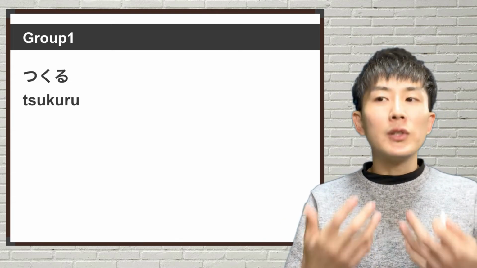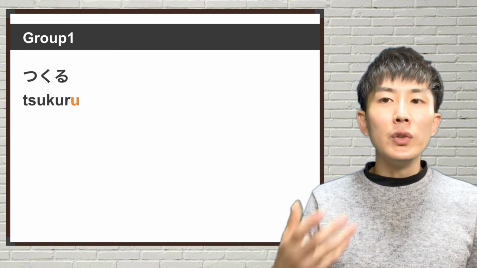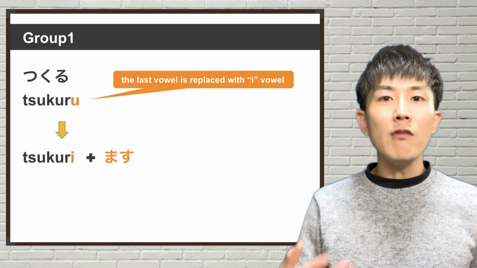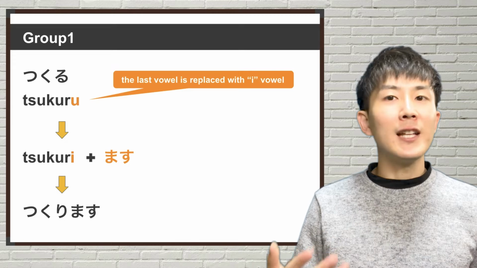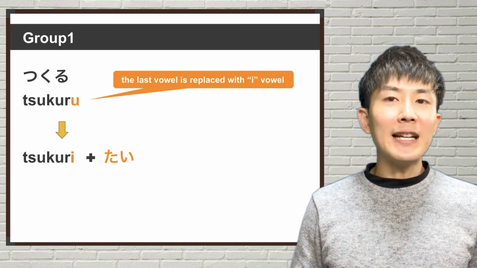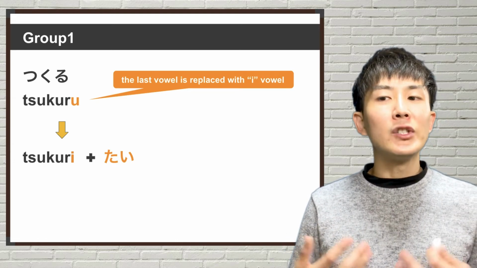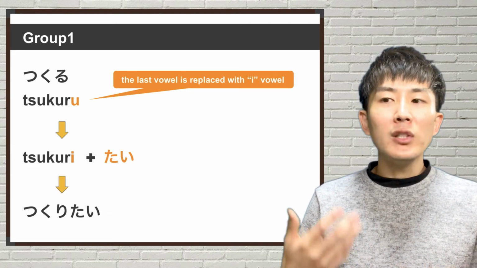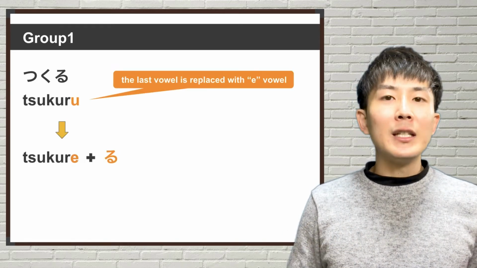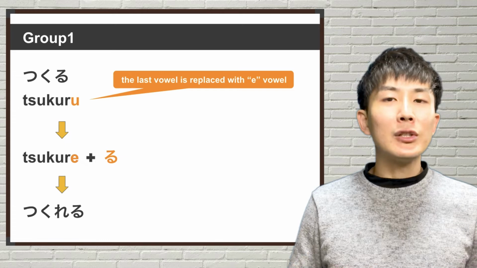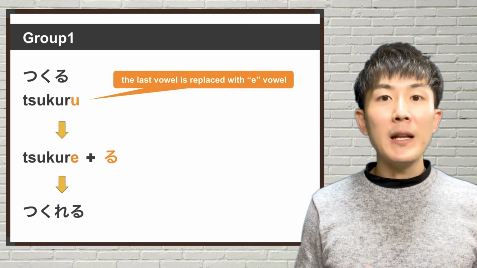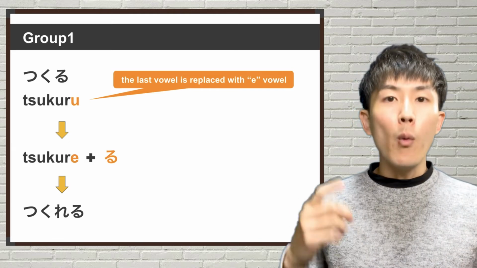In the case of tsukuru, the last vowel is u. When it becomes the i vowel and you attach masu, it will be tsukurimasu, which is the formal form of tsukuru. When it becomes the i vowel and you attach tai, it will be tsukuritai, which means I want to make. Besides, when it becomes the e vowel and you attach ru, it will be tsukureru, which means I can make. So this is the Japanese verb conjugation system for Group 1.